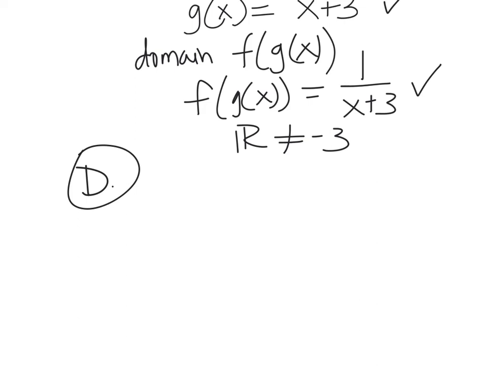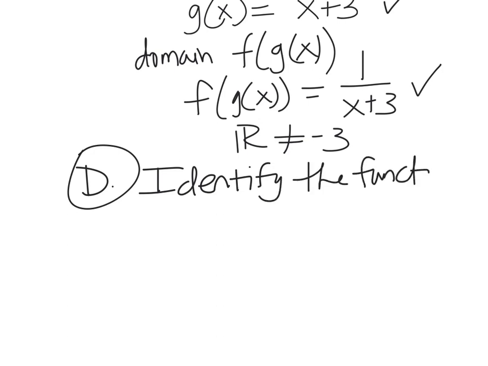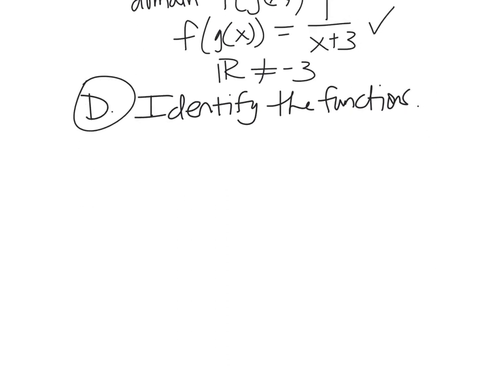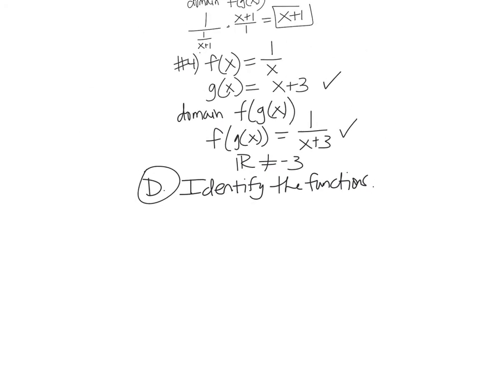We're going to identify the functions. We're going to go backwards. Before, I gave you f of x and g of x, and then we made a composition of those functions. Now I'm going to give you that composition, and you're going to tell me what the functions were before they were composed. It's not bad at all. You're looking really for an inner and outer function. All right, number 5.